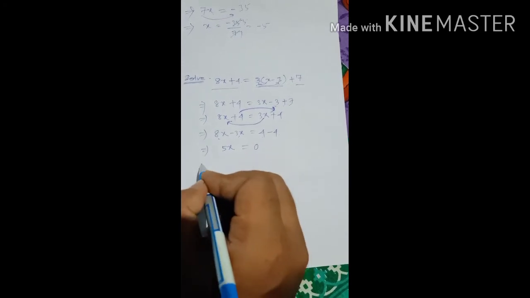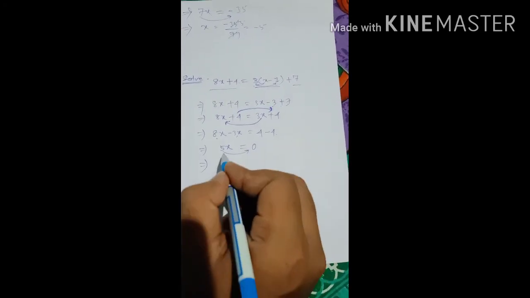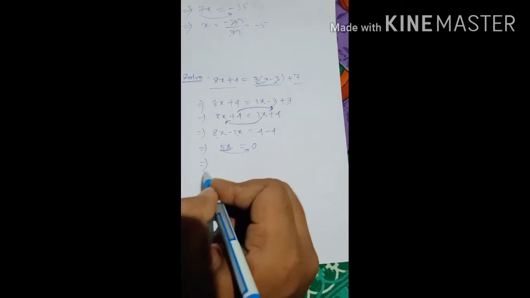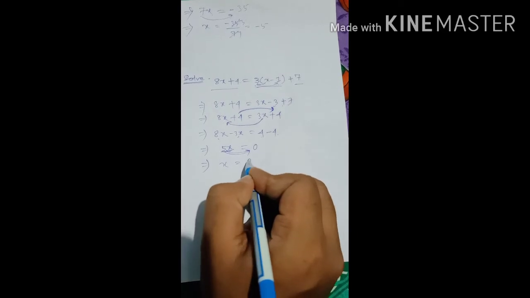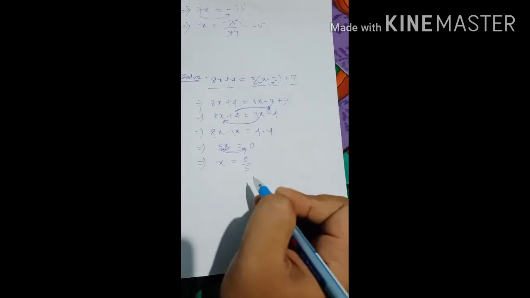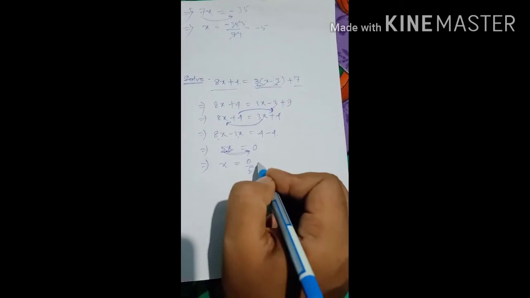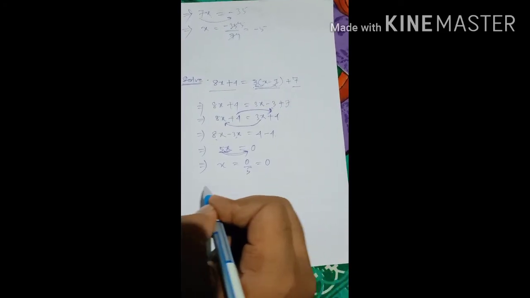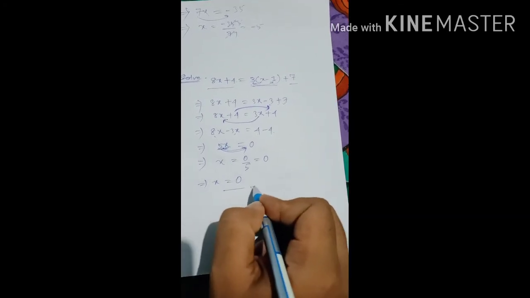Right now, if we transpose 5 to the right hand side, what will happen? Here 5 is multiplied with x. If we transpose it to the right hand side, it will divide. So x is equal to 0 by 5. So the value of 0 by 5 is 0. Here x is equal to 0, and the solution is also 0.